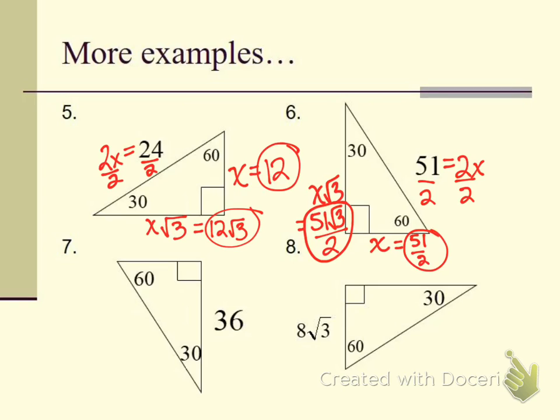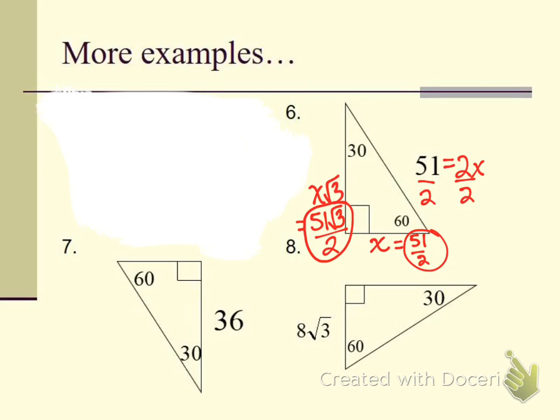Questions about how we wrote those? Or about how we found them? Can I erase number 5 so I have a little room for number 7? No. We're done with number 5? No.